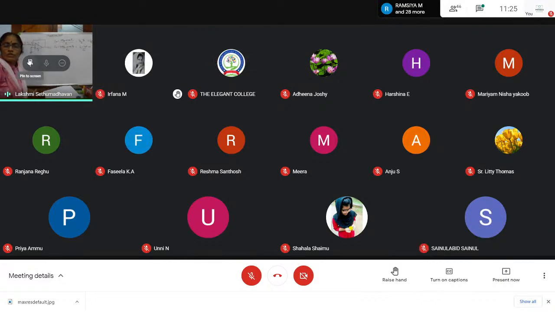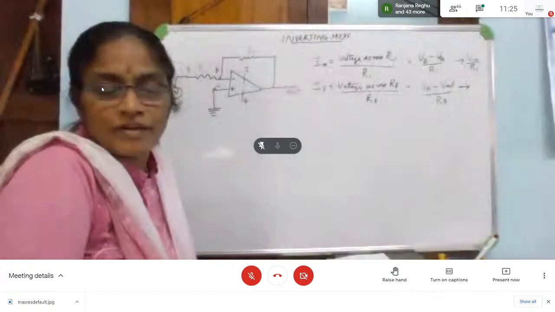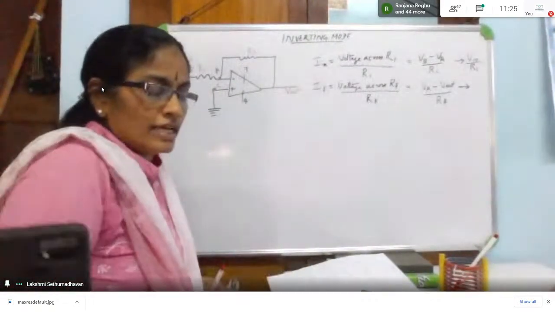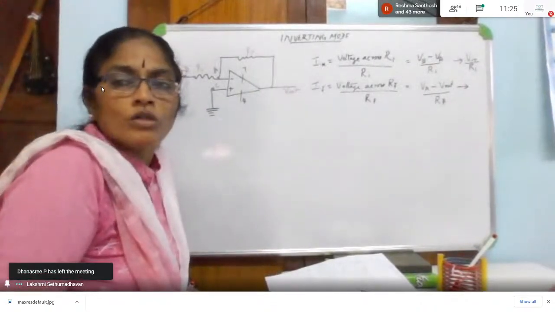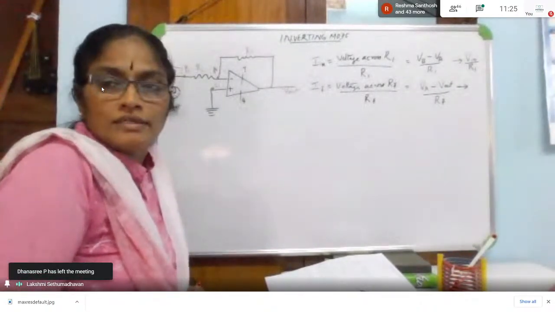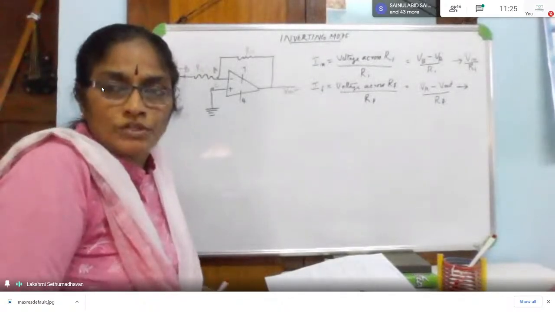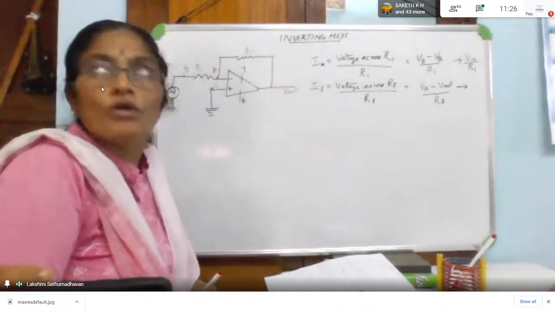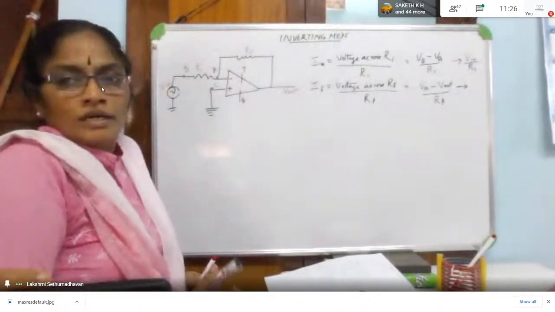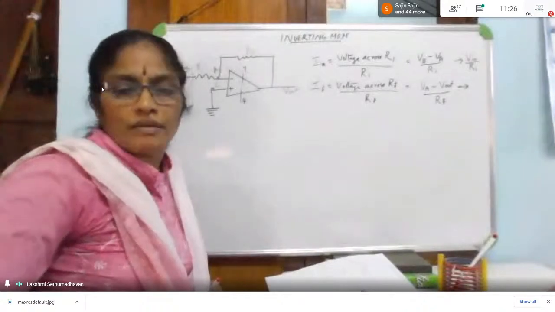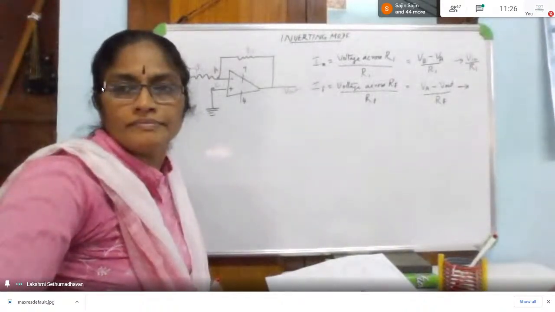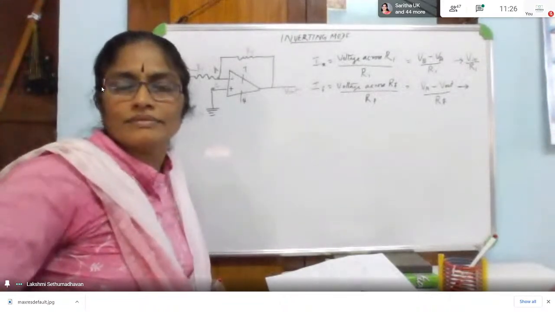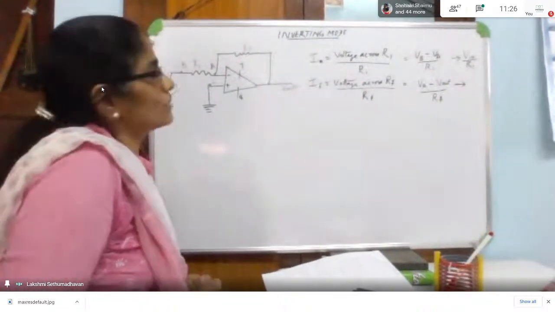So now you have understood how an inverting amplifier works and a non-inverting amplifier works. That is, now you have to also think about the expression for your output voltage or gain in the case of inverting as well as non-inverting mode. So let me use my whiteboard here. Is the board clear? Yes, ma'am. It's clear.